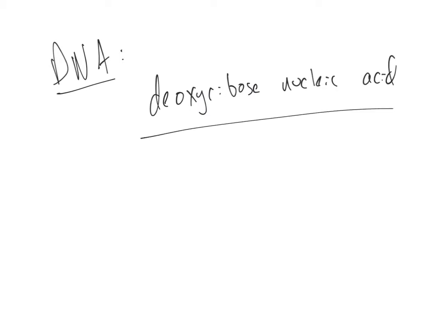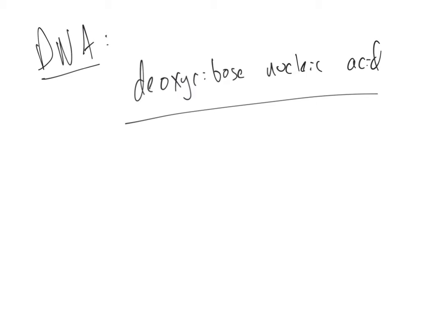So, what do we remember about the structure of DNA? What's the DNA made of? Deoxyribose nucleic acid. What do we call the units? Like the individual units are called what? Base pairs? Close. Nucleotide.